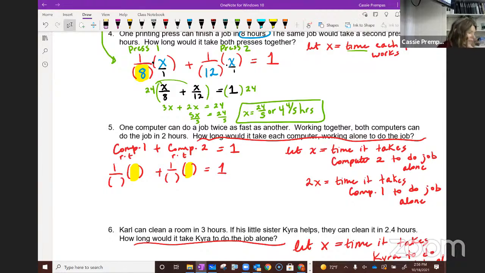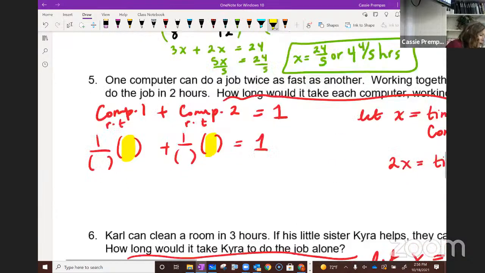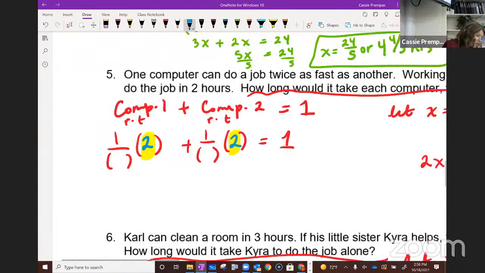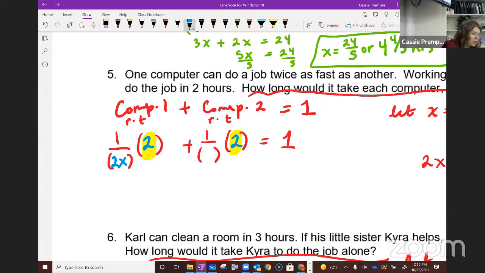One computer can do a job twice as fast as another. Working together, both computers can do the job in 2 hours. So yes, computer 1 is going to work for 2 hours and computer 2 is going to work for 2 hours. Then computer 1, their rate is 2 times however long it takes them. Well, 2X. And then this one is going to be X. Not really, because we're going to answer for both. Now, when I multiply this times 2 over 1, Caleb? Yeah. If I multiply that by 2 over 1, what happens with the 2's? They reduce.